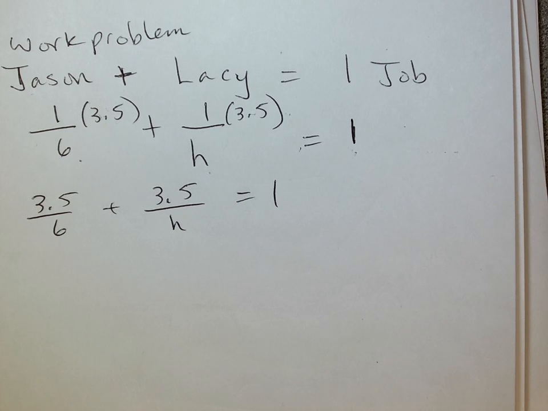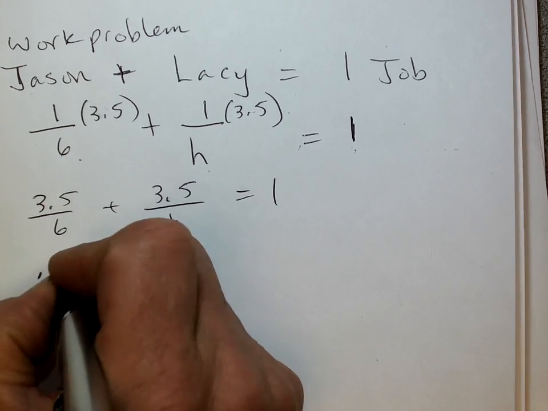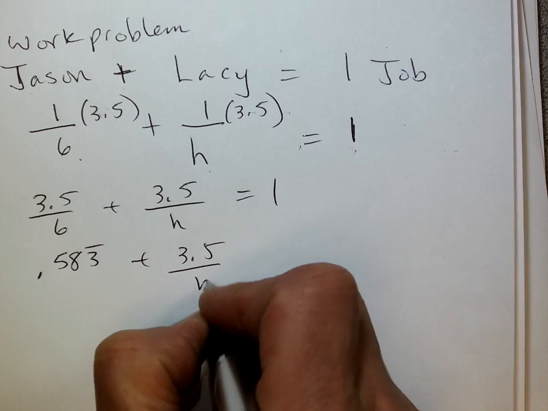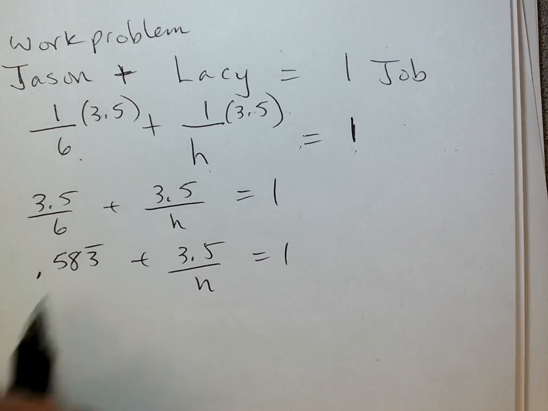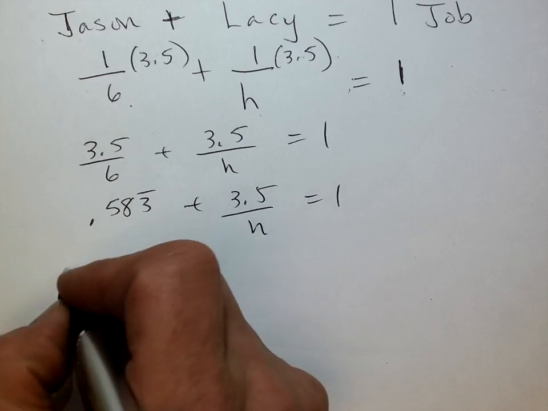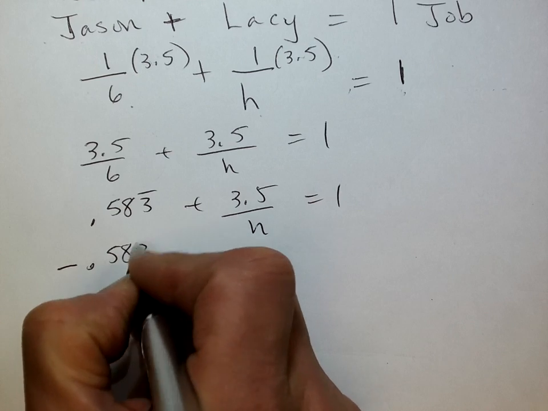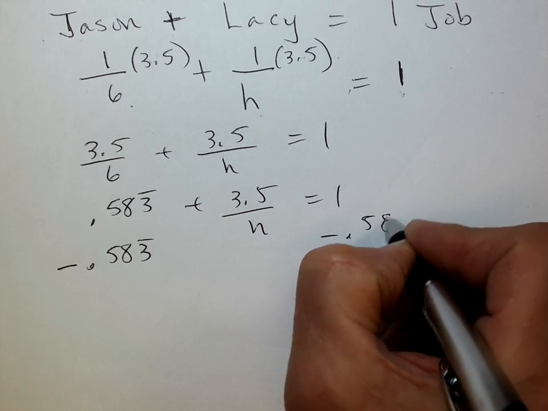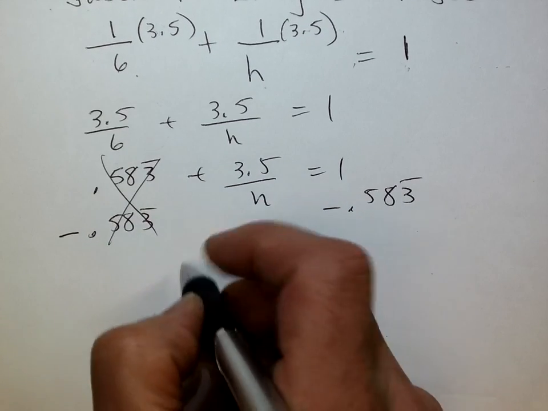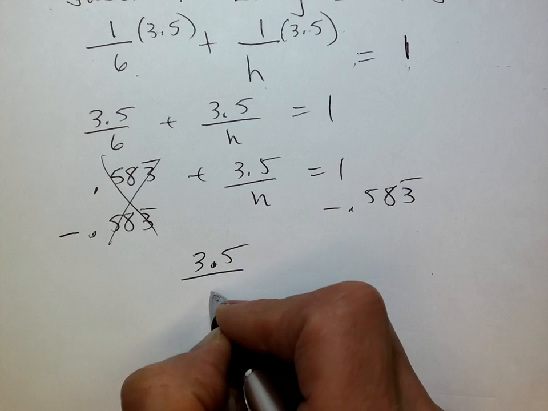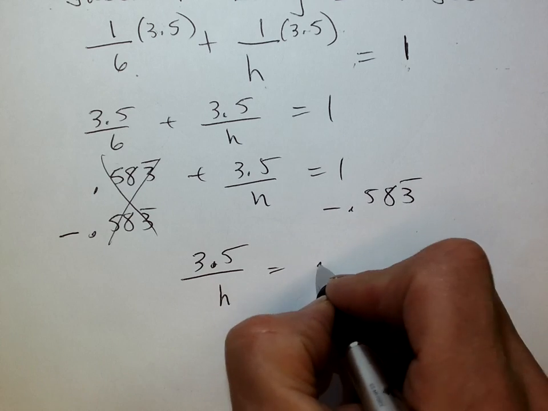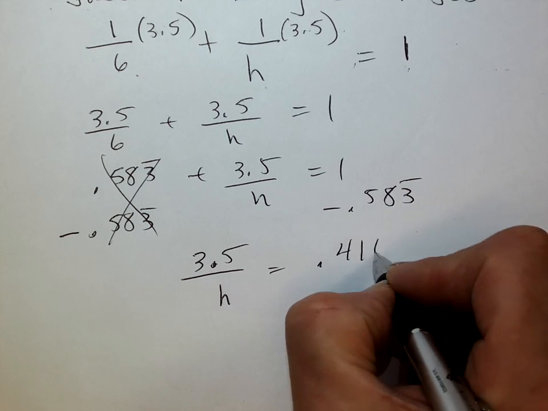So 3.5 divided by 6 is about 0.583 repeating. I just divided that. Then I'm going to solve, so let's subtract this from both sides: minus 0.583 on each side. So that's gone. I have 3.5 over h equals, 1 minus that answer, about 0.416 repeating.